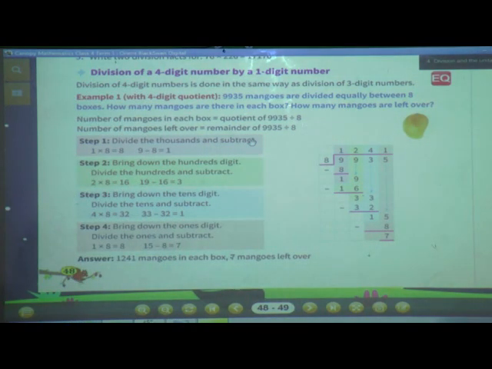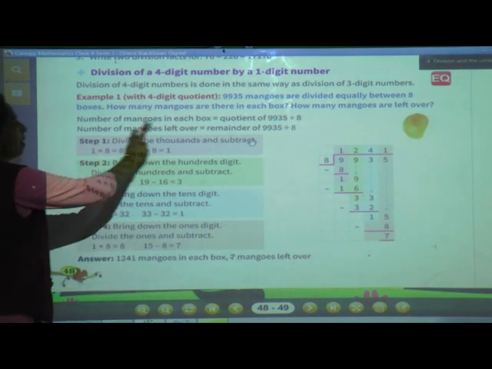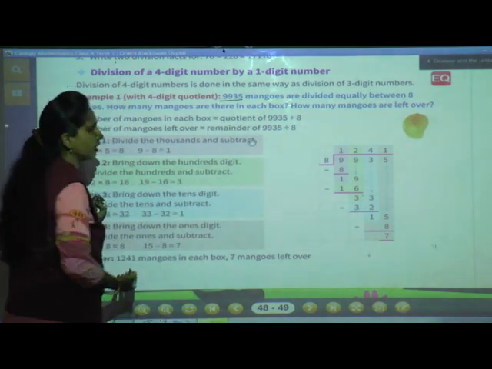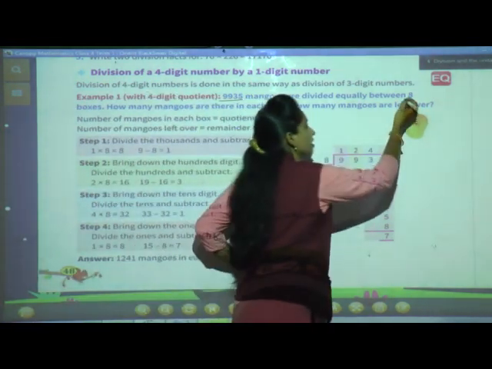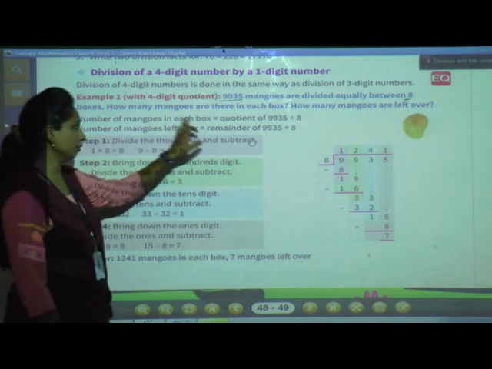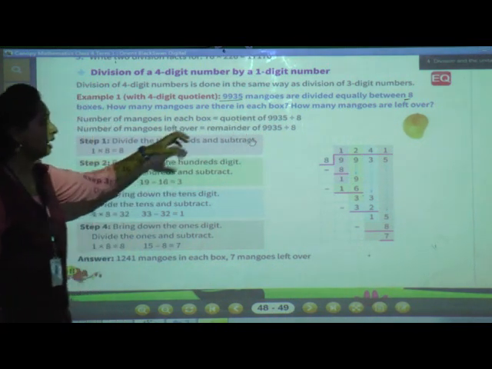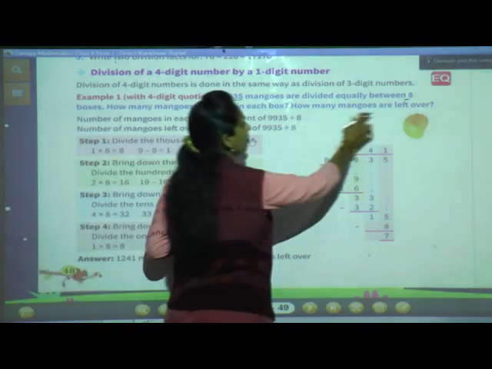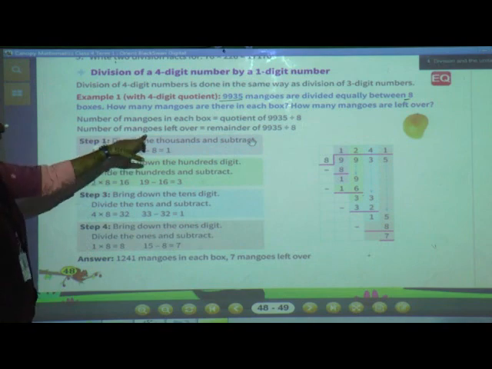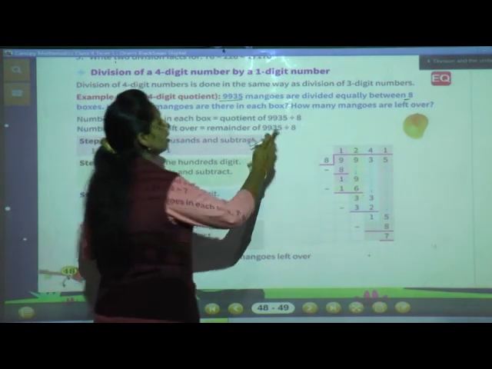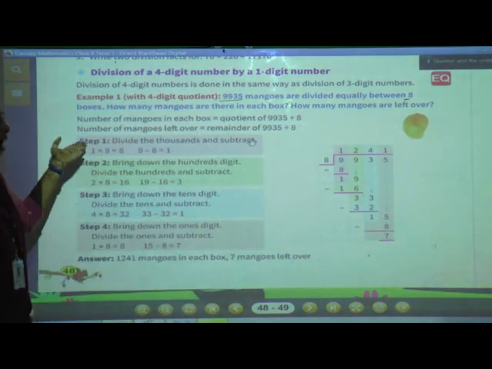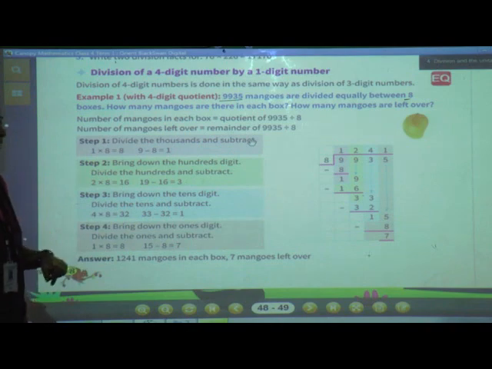Okay, now we have to find out the number of mangoes in each box. 9,935 divided by how many boxes? 8, isn't it? So when we do this, we'll get the quotient. And how can we find out how many mangoes are left over? In that case, the remainder will come, and whatever remains will be the answer for how many mangoes are left over.